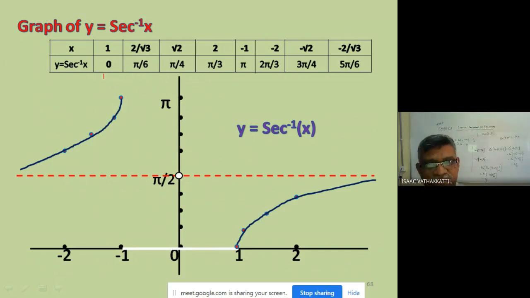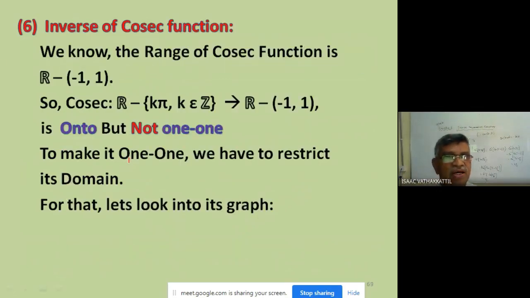Graph of y equal to sec inverse x. Okay. Now inverse of cosec function. Now the thing I can repeat, so I can go fast. The range of cosec function is R minus (-1, 1), and the domain of cosec function is R minus integer multiples of pi. So cosec from R minus k pi, k belongs to Z, to R minus (-1, 1) is onto, but not one-to-one.